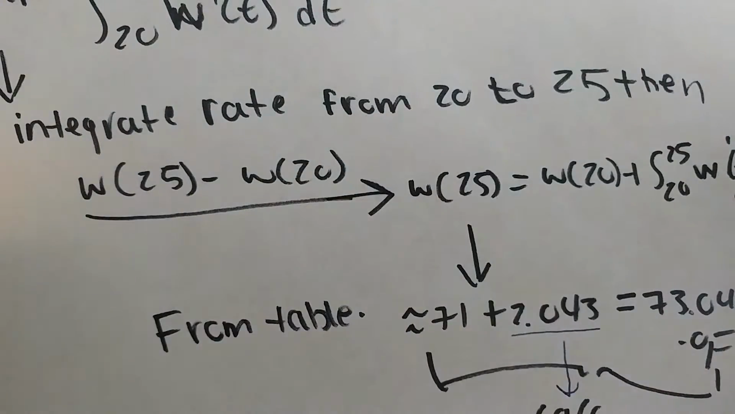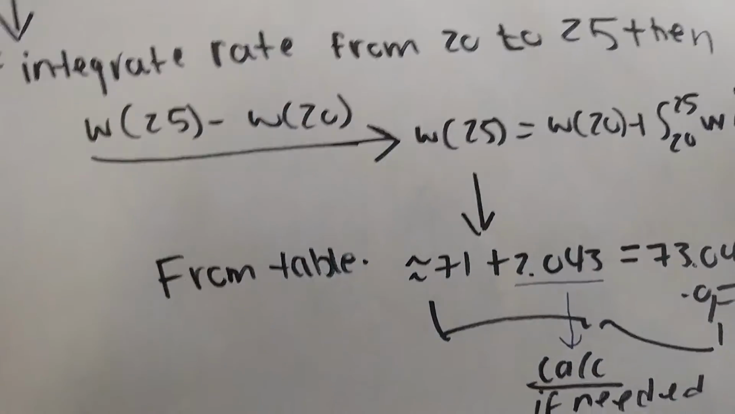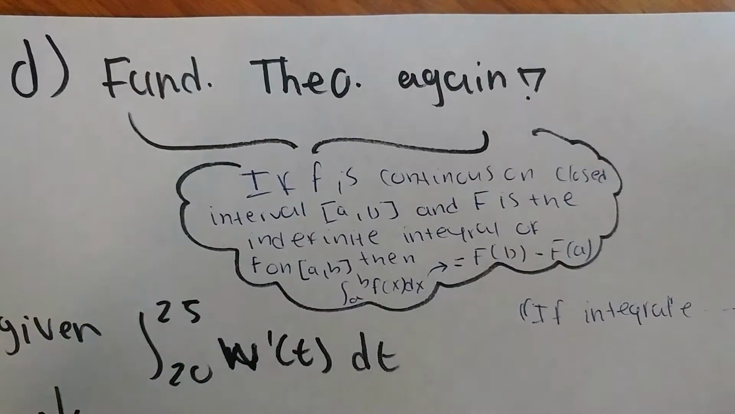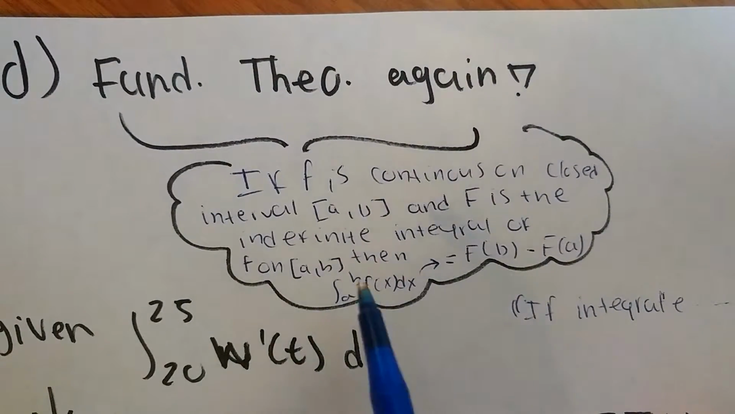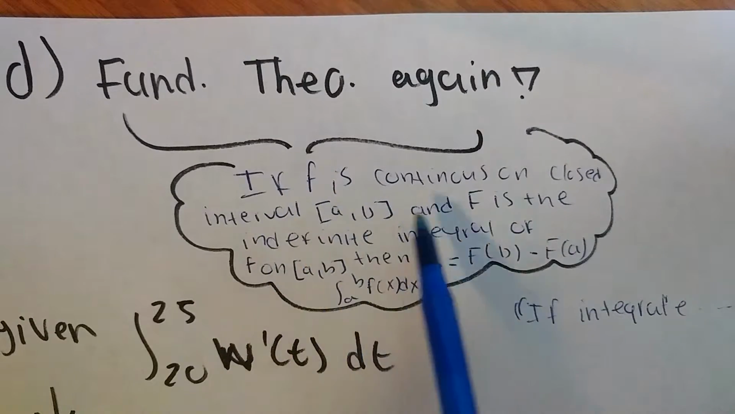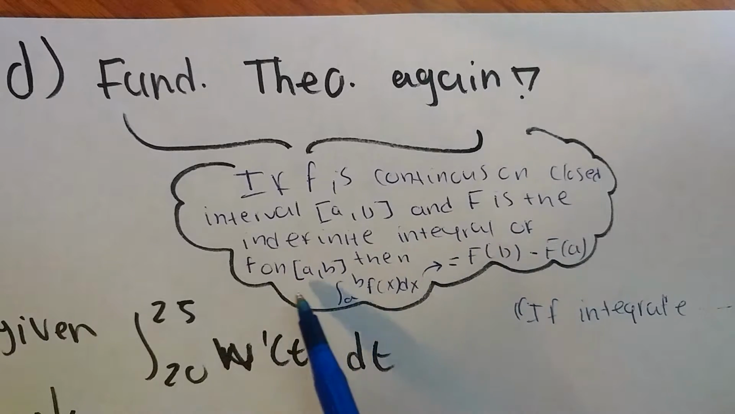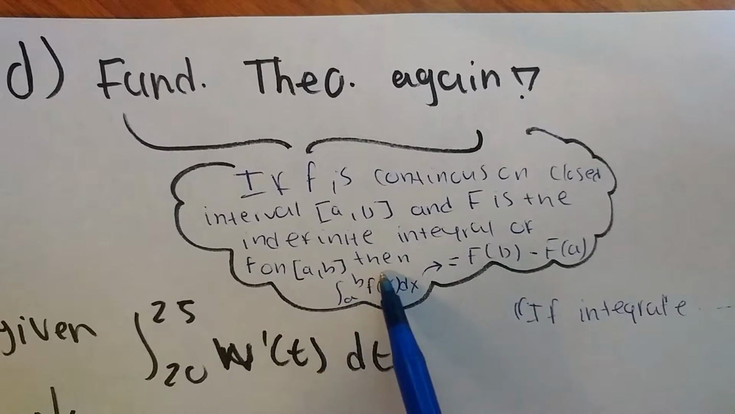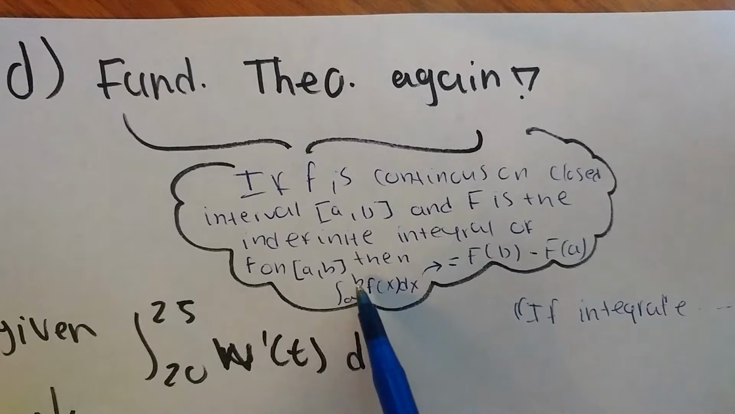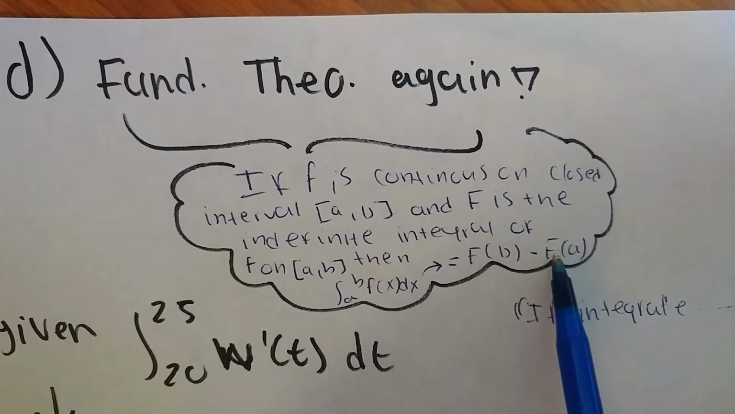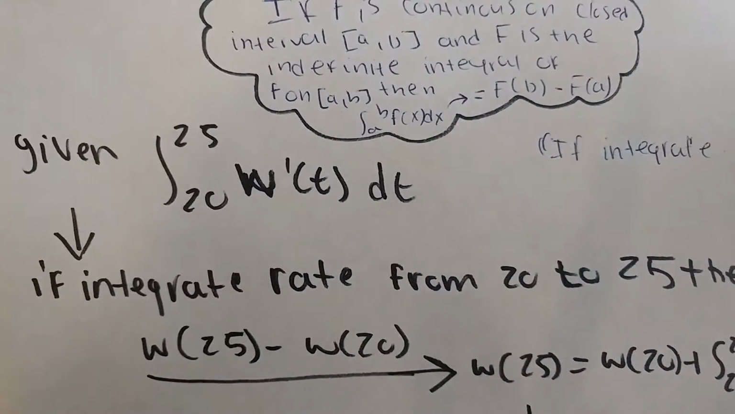So moving on to part D. Also another problem where we're going to be using the fundamental theorem, and just in case you are a little rusty on that, it states that if f is continuous on the closed interval a to b, and F is the antiderivative of f on the interval a to b, then the integral from a to b of f of x dx equals big F of b minus big F of a. So that's a quick recap.